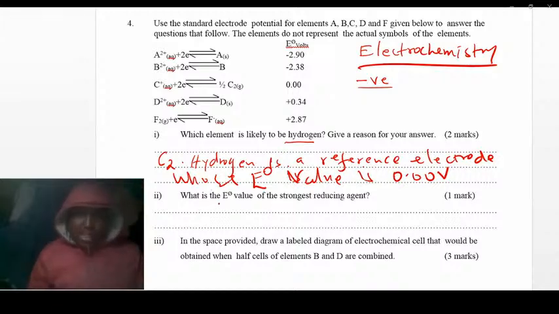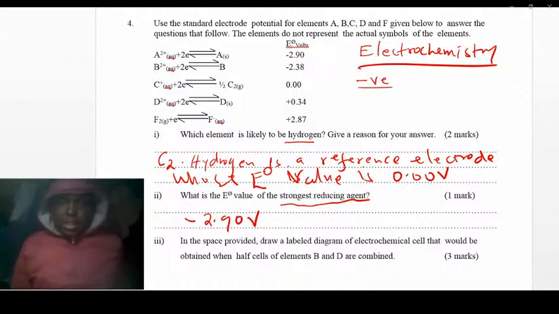Which standard value is of the strongest reducing agent? The strongest reducing agent, I have told you, is the one with the most negative value. So you can see the most negative one there is negative 2.90 V. That is the strongest reducing agent, right?